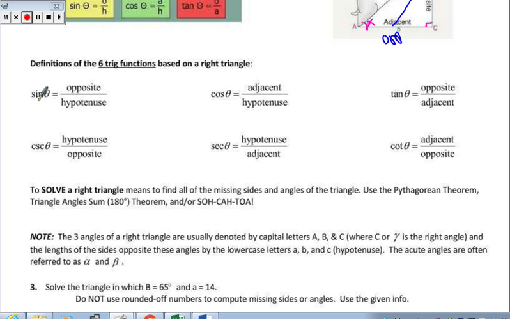I always remember that the c and the s's match up. So sine's reciprocal is cosecant. Cosine's reciprocal is secant. Tangent's reciprocal is cotangent. We're going to be looking to solve right triangles. In order to do that, we need to find all the angles and all the sides. We can use the Pythagorean theorem, use the fact that the 3 angles of a triangle sum to 180 degrees, and we could also use SOHCAHTOA to help us.